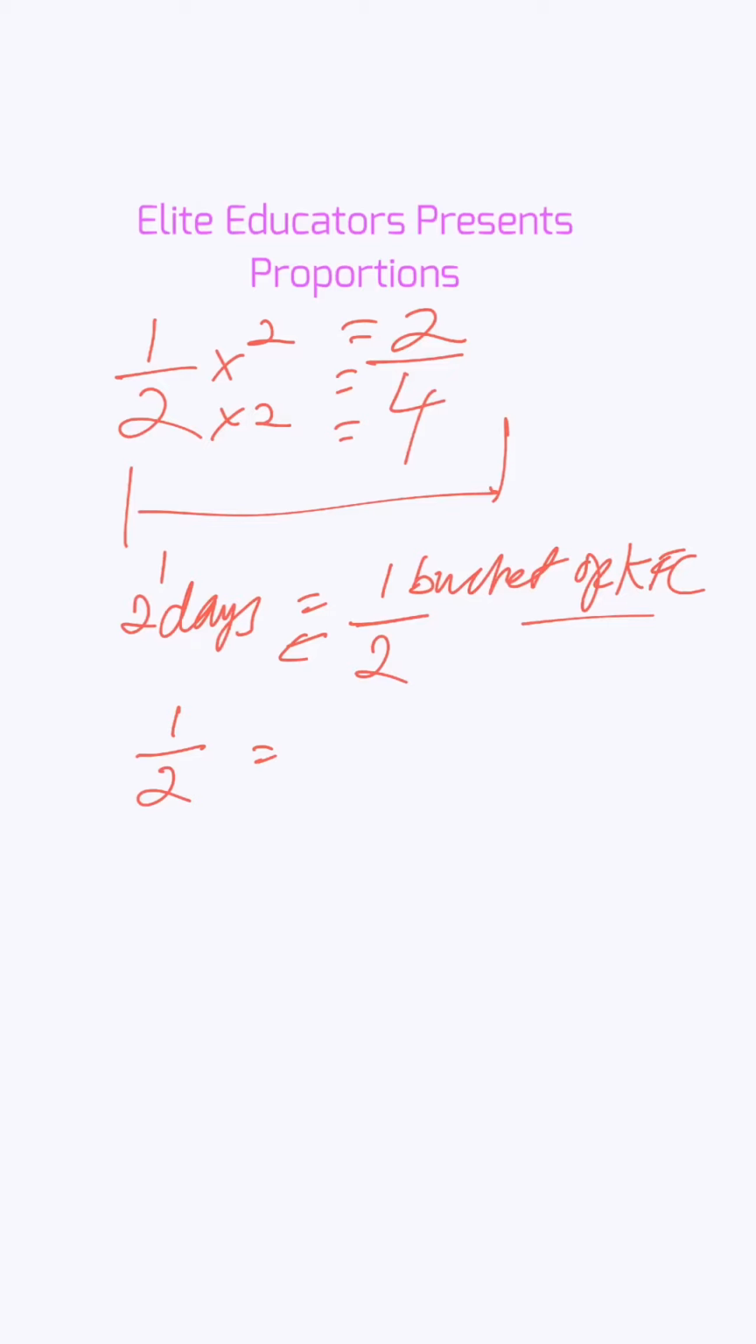Then we see, so how many days would he take to eat 2 buckets of KFC? So over here we have the days, 2 days, and we have 1 bucket, right? So 2 buckets of KFC would take how long? And what we said, so this would basically be an equivalent fraction. 1 over 2, as we saw above.